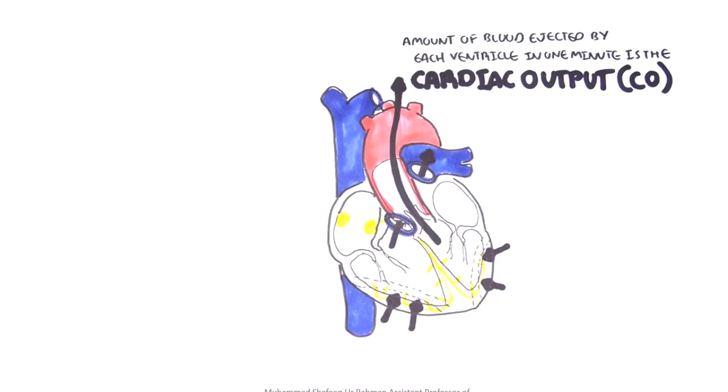Here is a heart in the systole, and the ventricles are contracting, ejecting the blood out of the aorta and pulmonary trunk. Cardiac output is defined as the amount of blood ejected by each ventricle in 1 minute.